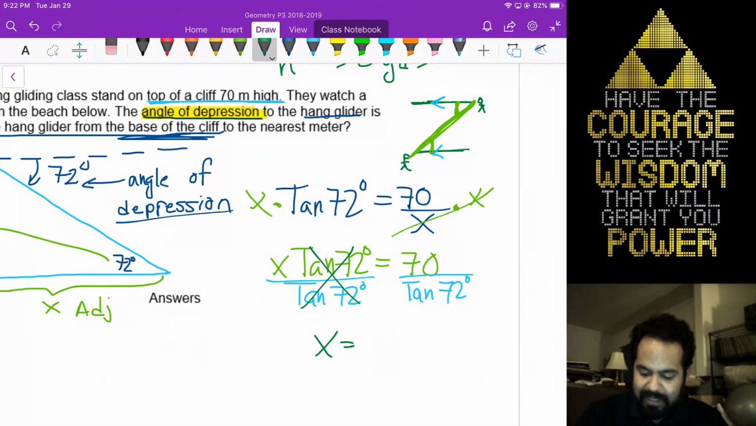70 divided by tangent 72, and we get 22.7 to the nearest meter, so that's going to be 23.